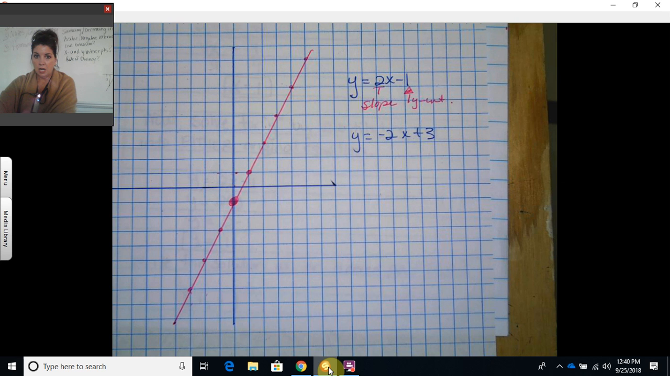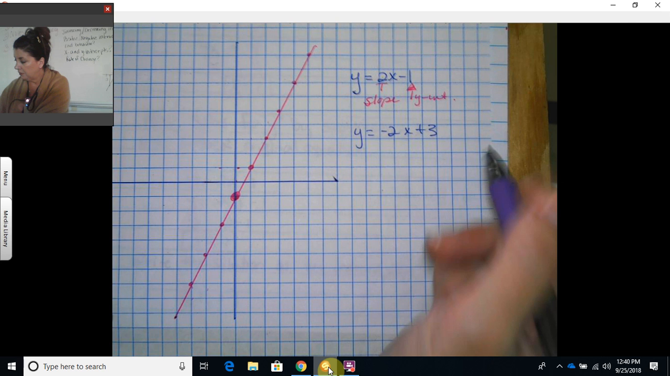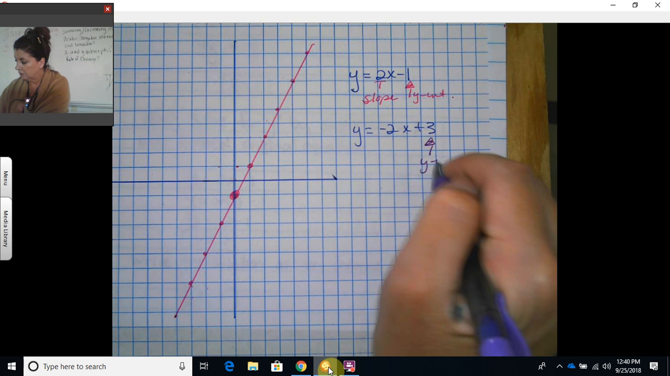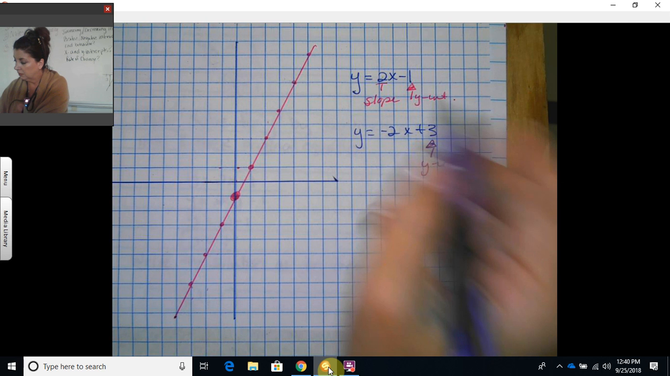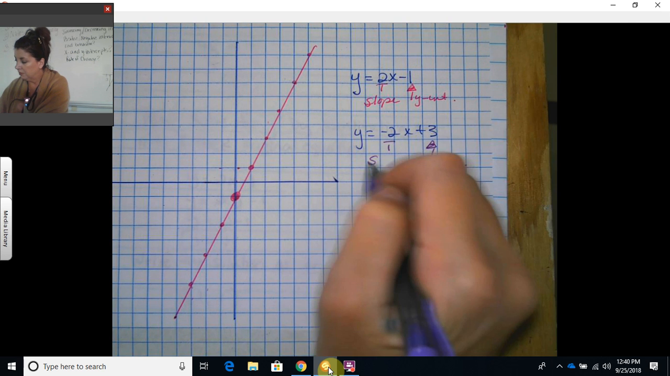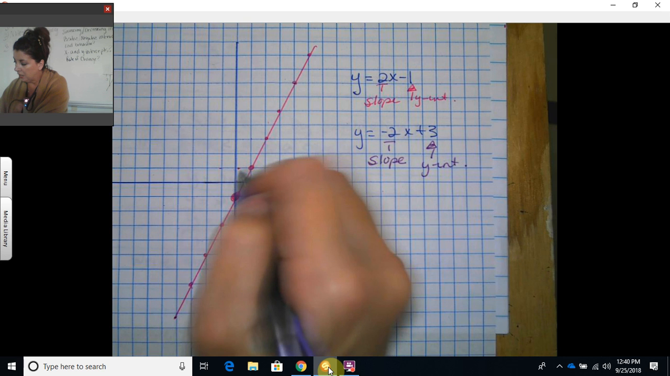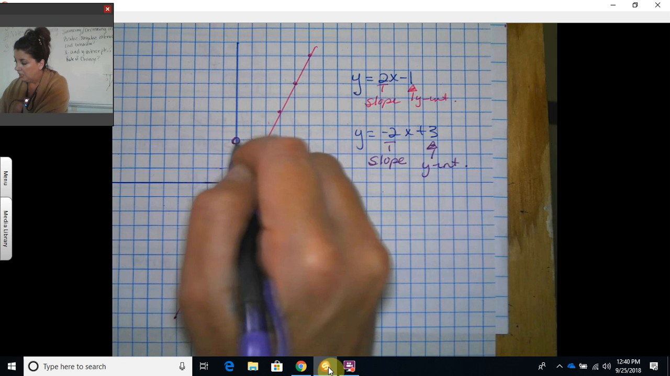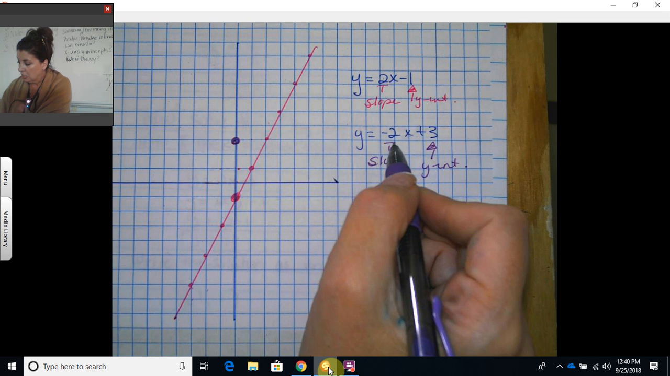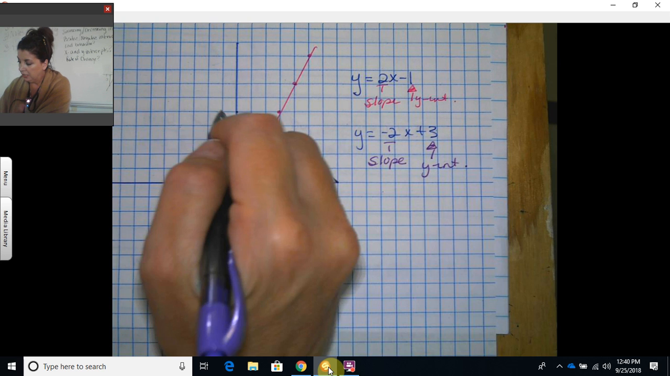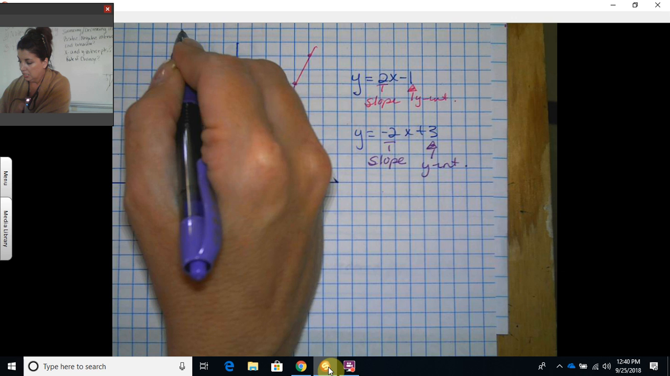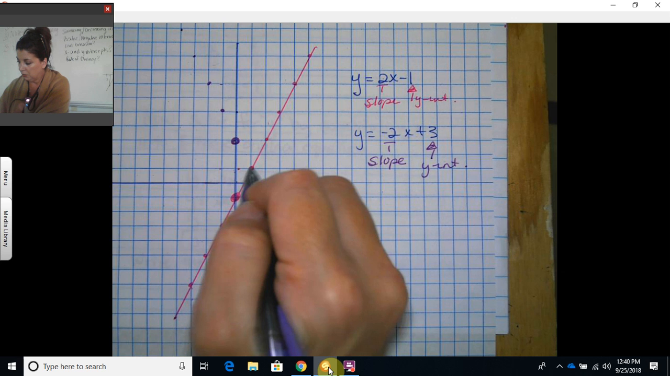On the other equation, what's your y-intercept? Positive 3. And your slope is negative 2 over 1. So plot your y-intercept first at positive 3. And your slope is negative 2 over 1. So if I go up 2 to make a negative slope, would I go left or right? Left 1. Up 2, left 1. If I keep going in this direction, I'm not going to run into the other line. So if I go down 2, I would go to the right 1.